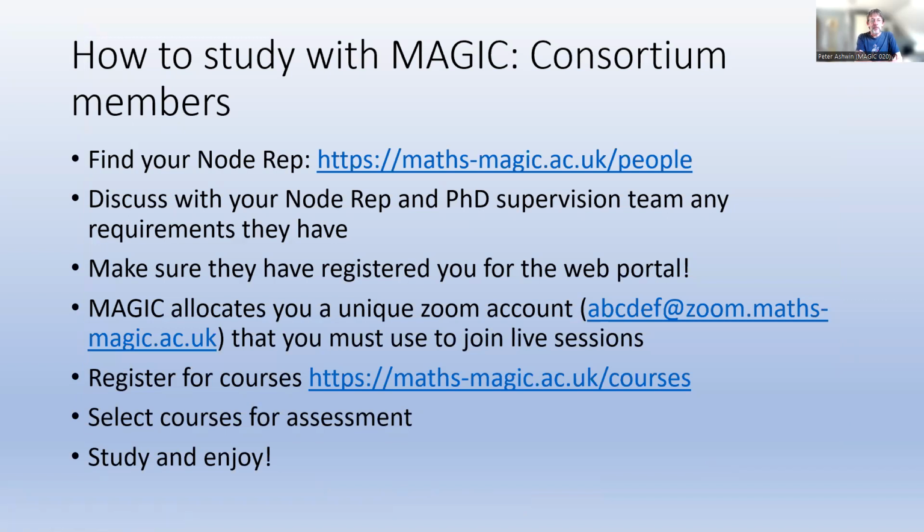If you're studying with Magic, then you're probably studying for a PhD in mathematics at a consortium member university. Usually, as part of the induction, you'll be provided with information on how you can access the Magic web portal and register for courses. If there's any issues with that, or if they haven't told you yet, then do find your node representative. They're listed on the web portal, and also discuss with your node representative and your PhD supervision team any requirements they may have about Magic study.